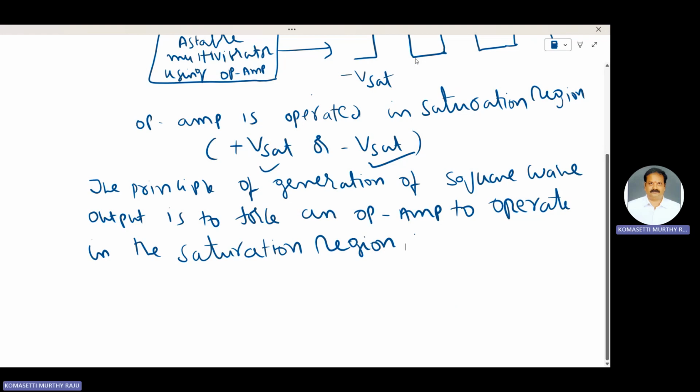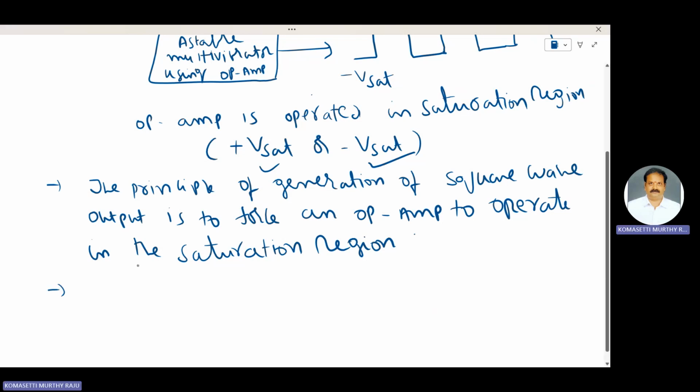An astable multivibrator circuit is a circuit that has no stable states. It means once power is on, it starts and continuously oscillates between high and low states until the power is off. High means plus Vsat, low means minus Vsat.